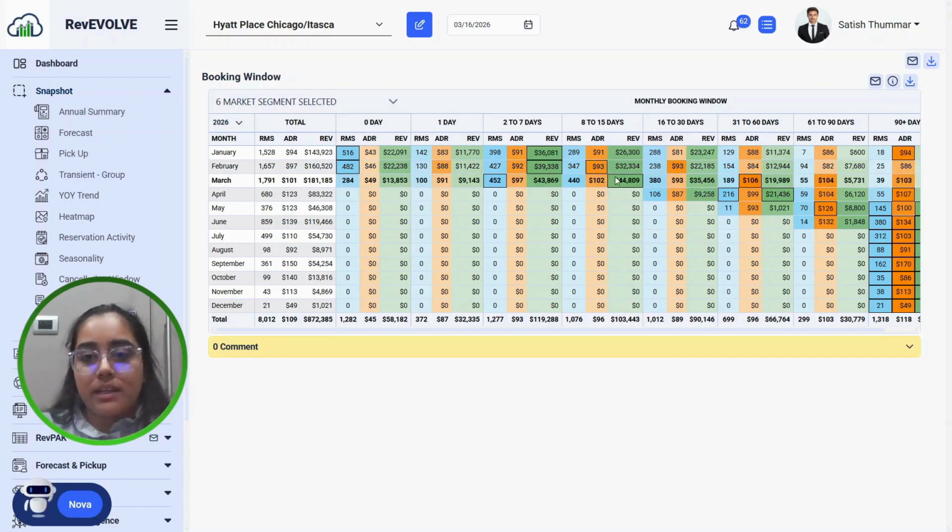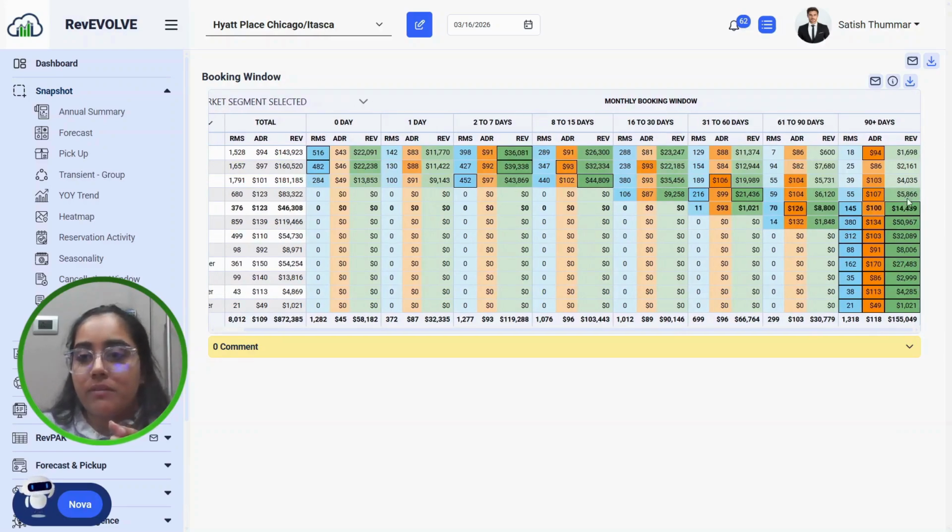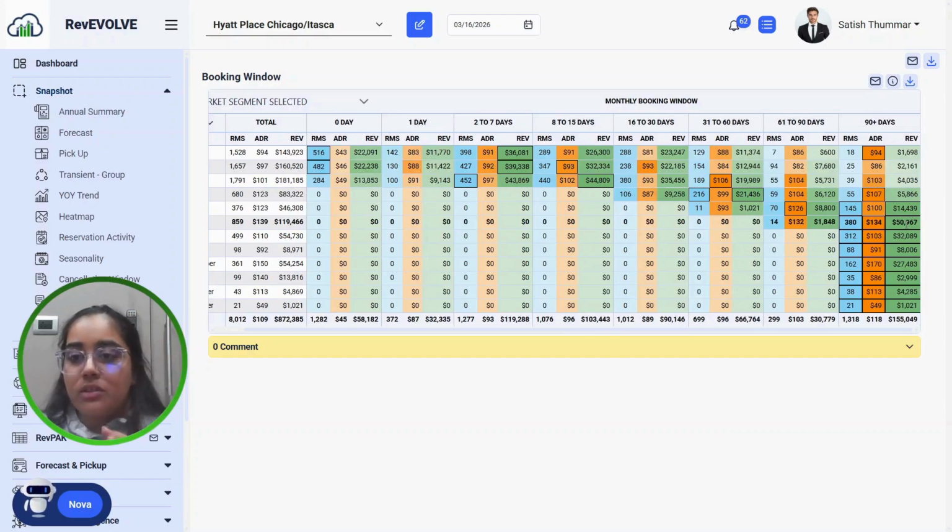Now, if we look at April, the 31 to 60 day booking window generated over $21,000 in revenue. And this tells us that demand started building earlier, so inventory should be protected earlier with gradual rate increases. For May, June, and July, the 90 plus day window contributes the majority of revenue, including $50,000 alone in June. This clearly indicates strong early booking demand, which means early discounting should be avoided and pricing confidence should remain high.